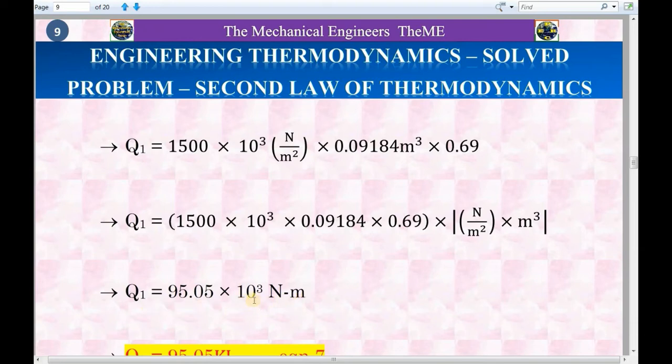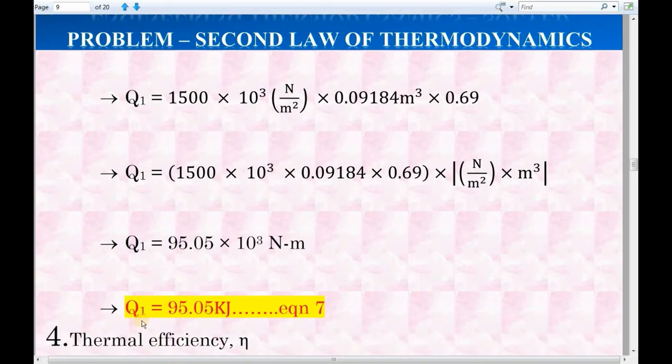In this RHS, 10 power 3 Newton meter is kilojoule. So the next step will be Q1 is equal to 95.05 kilojoule. And consider this one as equation 7. So equation 7 is nothing but heat added per cycle is 95.05 kilojoule.